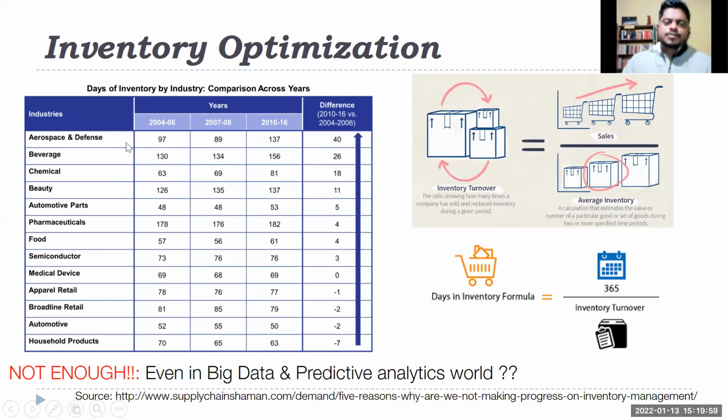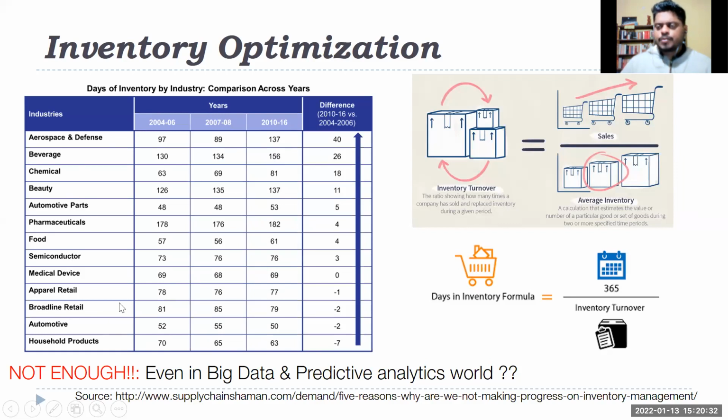So here if you see aerospace and defense, 97, it got reduced slightly and suddenly it has increased, right? Beverage, household products, basically FMCG products, 70 days on an average. 70 days means 2.5 months, right? All combined. Obviously some products will be less. Actually it has reduced to 63 by 2016. I could not find the data for recent years. Hopefully that would have reduced further.